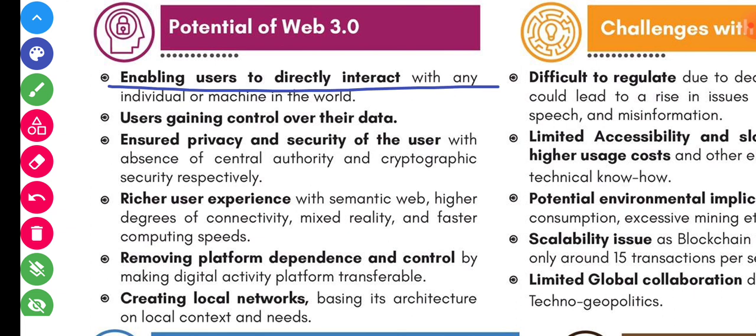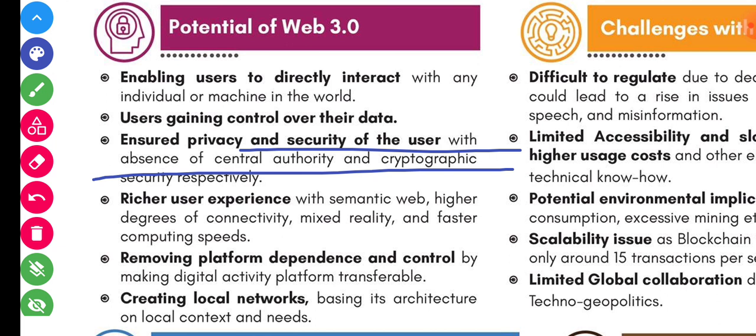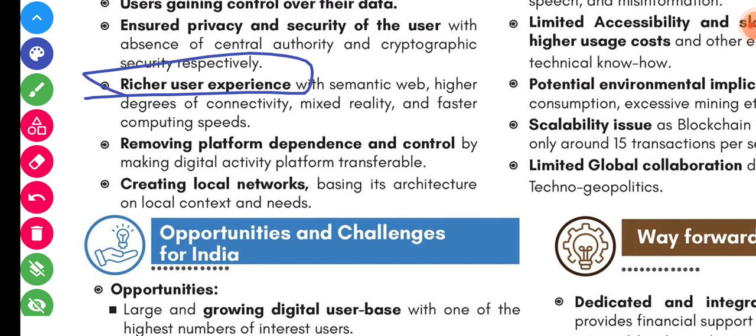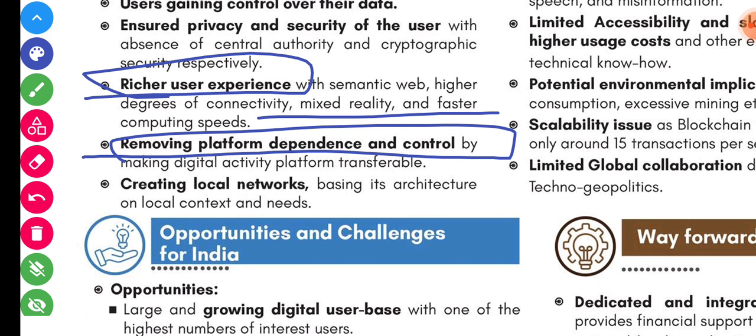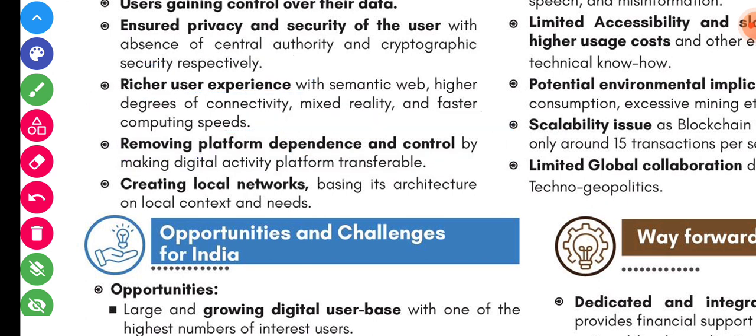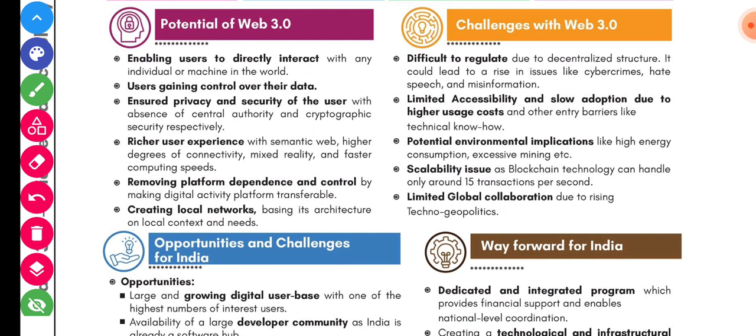Enabling users to directly interact with any individual or machine in the world, users gaining control over their data, and ensured privacy and security of the user with absence of central authority and cryptographic security respectively. And richer user experience with semantic web, higher degrees of connectivity, mixed reality, extended reality and faster computing speeds, and removing platform dependence and control by making digital activity platform transferable, and creating local networks basing its architecture on local context and needs. So these are the potential of Web 3.0.